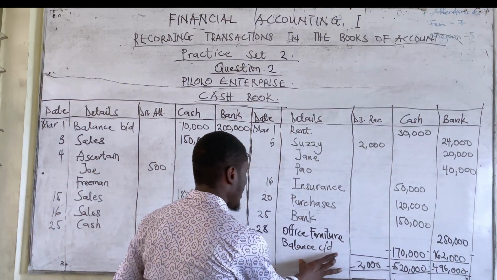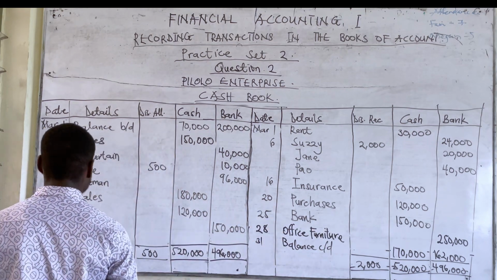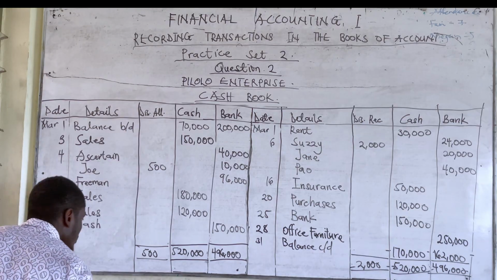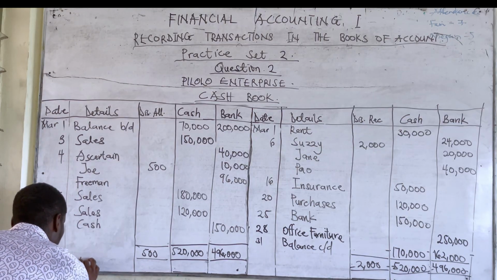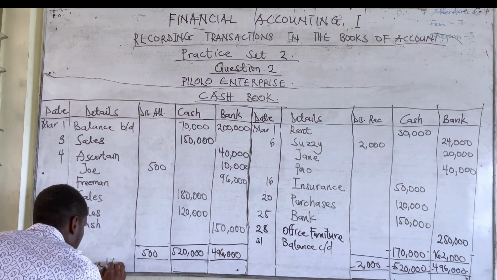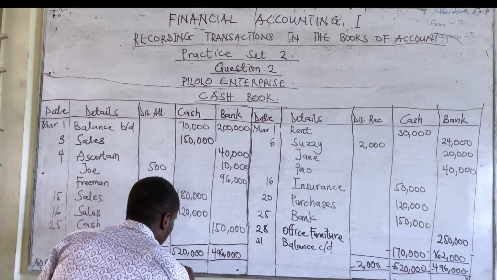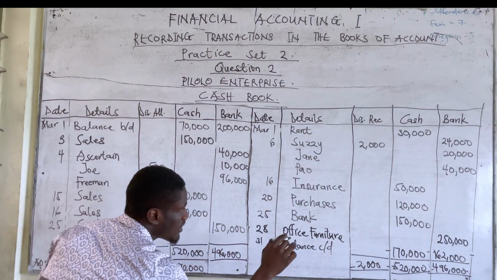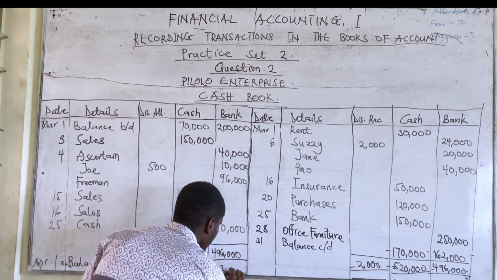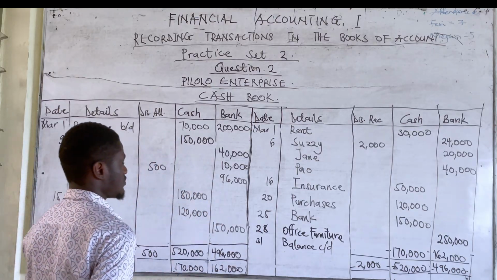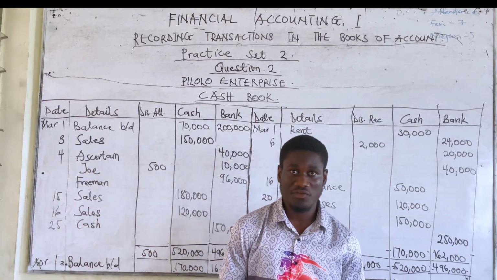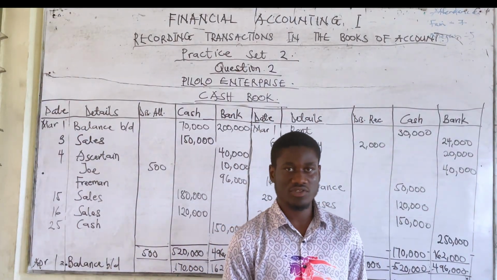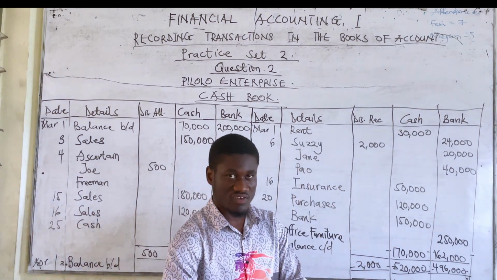Good. So this amount is going to be brought forward here as April 1st, because that's what is going to start the month of April. So balance BD, we have 170,000, then we have 162,000. So that's all for the cash book. So we've been able to complete one book of original entry, because cash book is first.